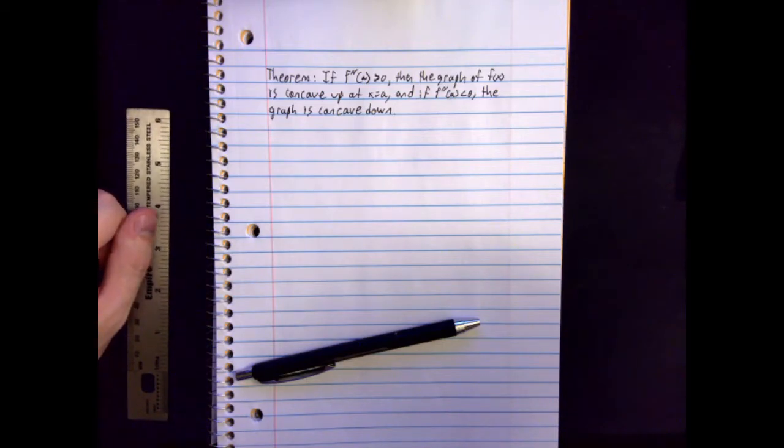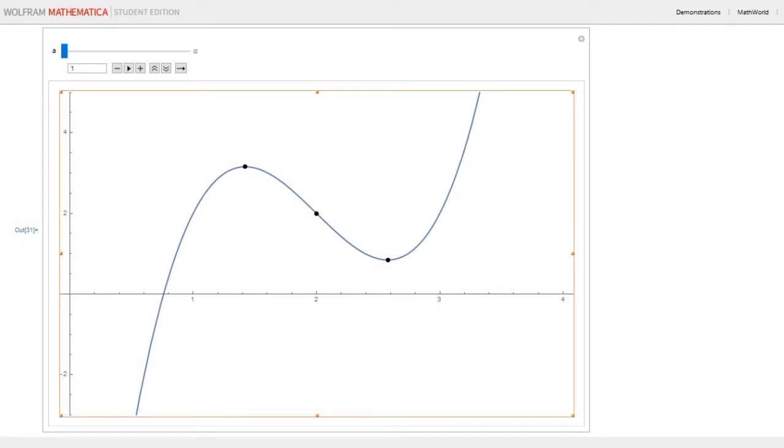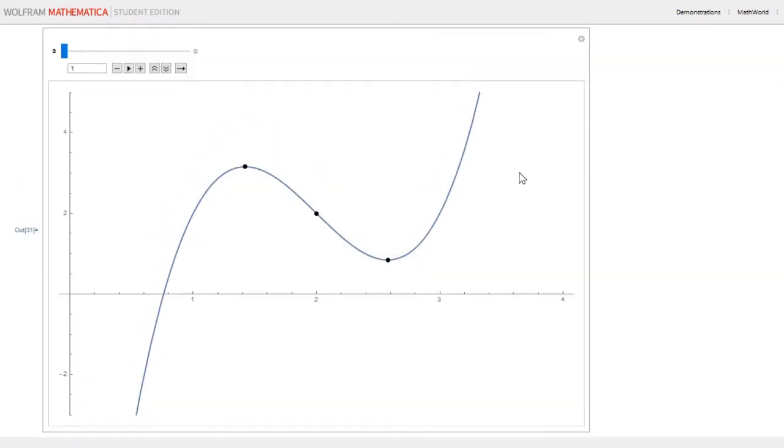Okay, so let's pop into Mathematica and actually see an example of this and how this is working out. In here I've got this function that is being plotted, and I've got a few special points marked on the graph. I have this local maximum marked here, a local minimum marked here, and then this other point, which I'll talk about in a moment, marked here. So this is the graph of the function. I'm going to overlay the graph of its derivative on top of it.